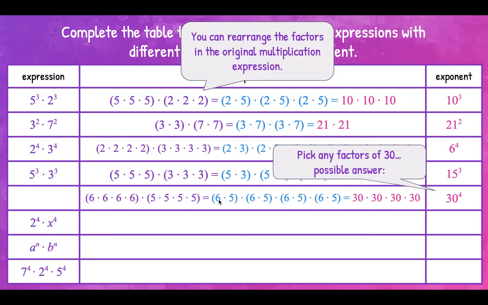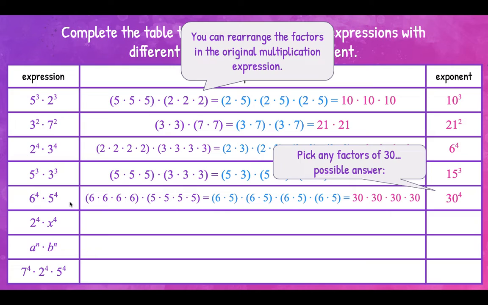Then if I wanted to organize these by putting all the 6's together and all the 5's together, there are 1, 2, 3, 4 6's. And there's 1, 2, 3, 4 5's. And then we're going to go back. So that should be 6 to the 4th power times 5 to the 4th power. If you notice, each one of these, they all have the same exponent. Different bases, but same exponent.